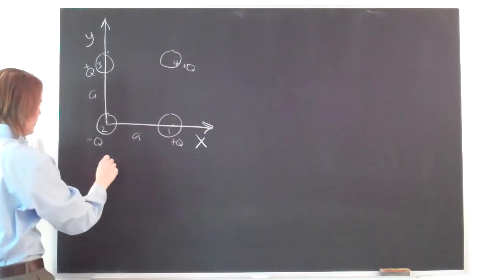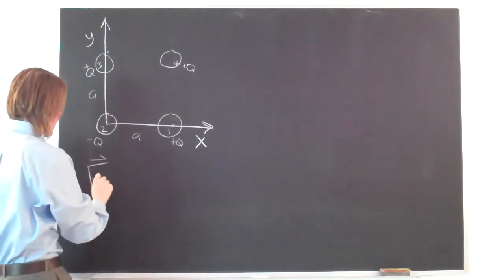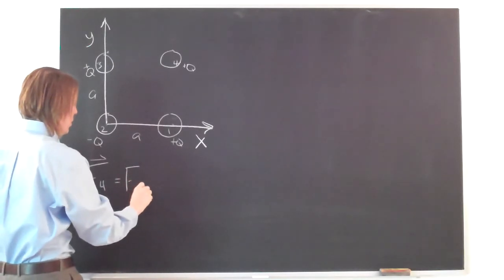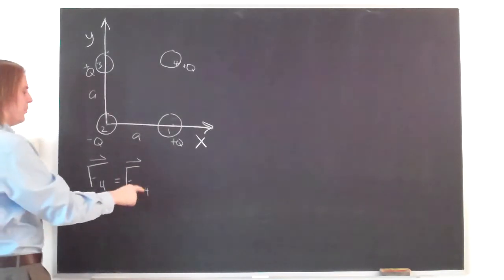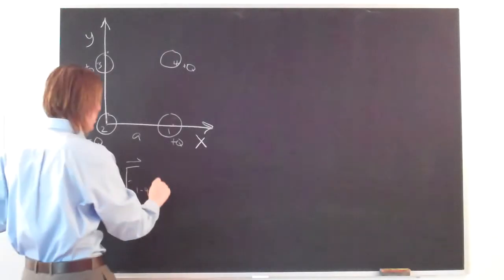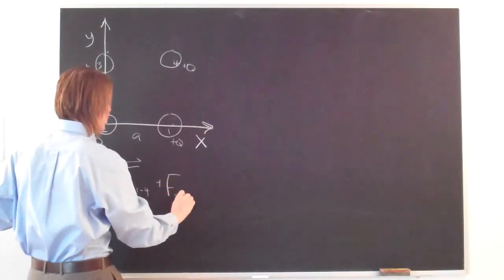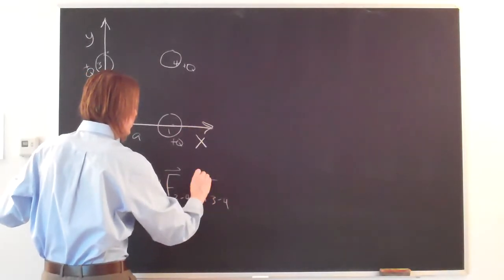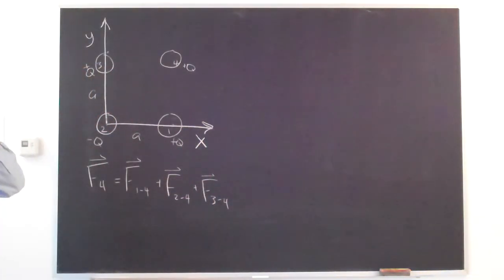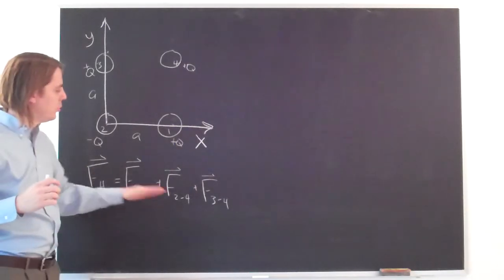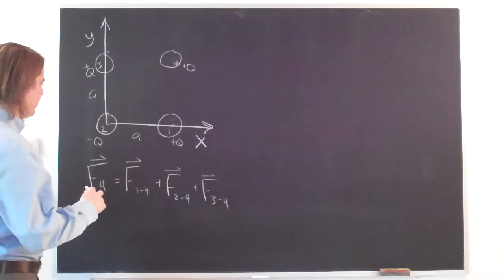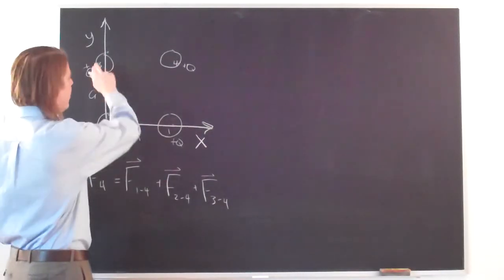Okay. So we can write it this way. We know that the forces will just add. So F4 is F1,4 plus F2,4 plus F3,4. That notation means the force of charge 1 on charge 4, and so on. So all we have to do is use Coulomb's law to figure out what each one of these forces are. So let's start with F3,4.